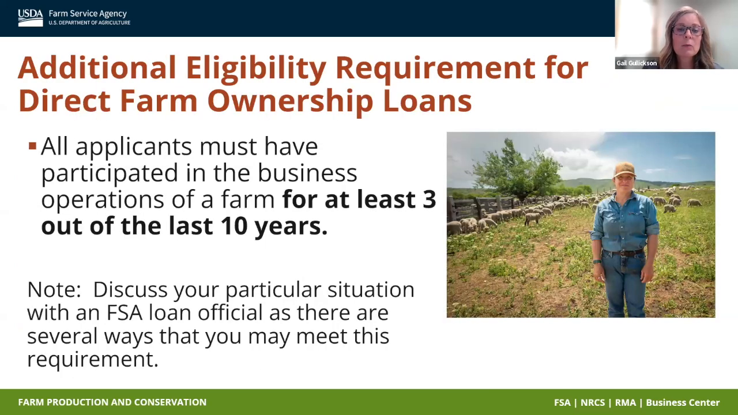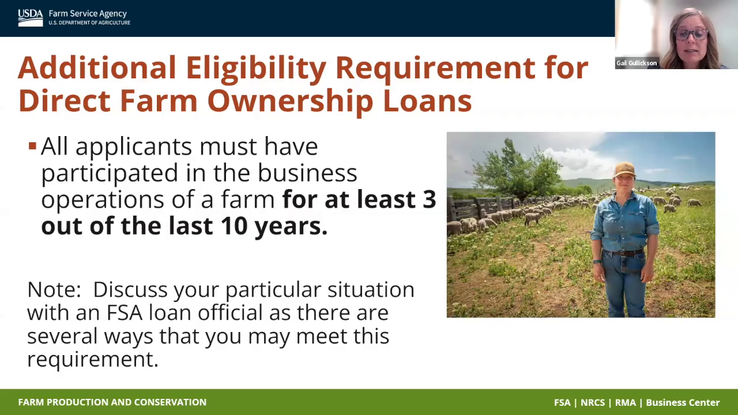So I did want to share an additional eligibility requirement for our direct farm ownership loans. The applicant for a farm ownership loan, and in the case of an entity, one or more members making the majority interest, must have participated in the business operations of a farm or ranch for at least 3 out of the last 10 years. And there are actually several experiences that can be substituted for up to 2 of those 3 years, such as 16 credit hours of post-secondary education in an ag-related field or successful repayment of one of those FSA youth loans we were talking about.